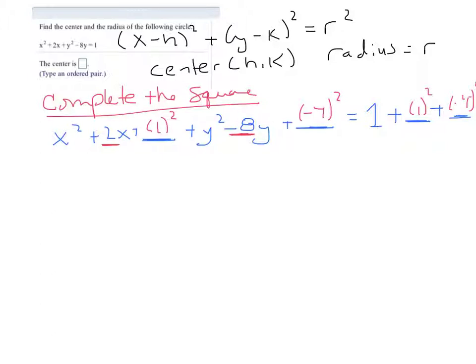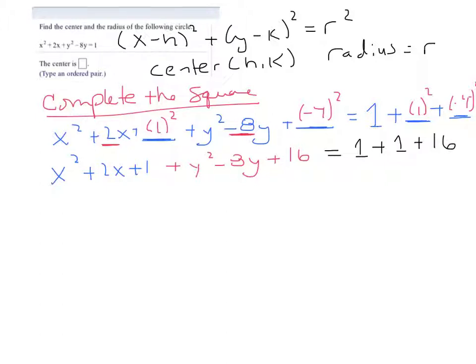So it looks like what we have here then is x squared plus 2x plus 1. Okay, then next I have plus y squared minus 8y plus a negative 4 times a negative 4 is a positive 16. And this equals on the right hand side 1 squared is 1, and then a negative 4 times negative 4 is a positive 16.